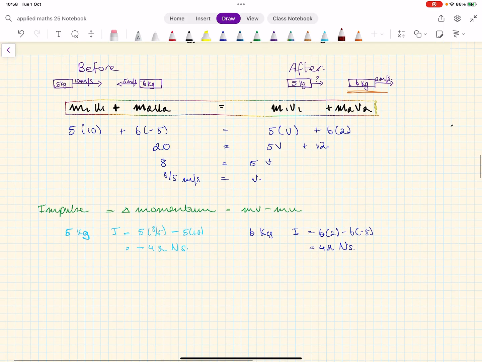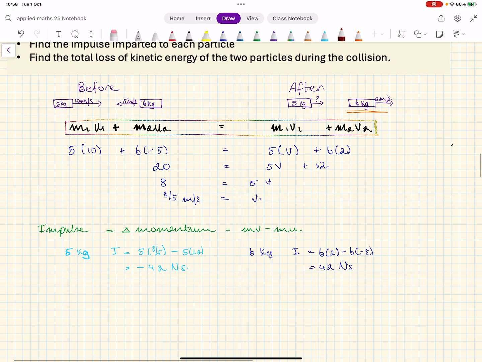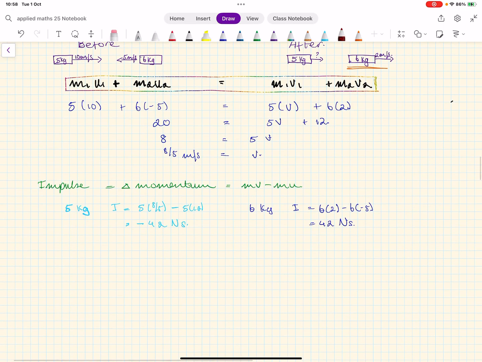Then moving on, the next part asks us to find the total loss of kinetic energy. So if I want the loss of the kinetic energy, it's going to be the kinetic energy afterwards minus the kinetic energy before. So that's going to be a half m1 v1 squared plus a half m2 v2 squared minus a half m1 u1 squared plus a half m2 u2 squared.